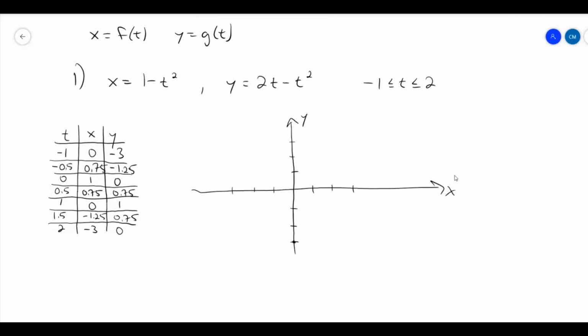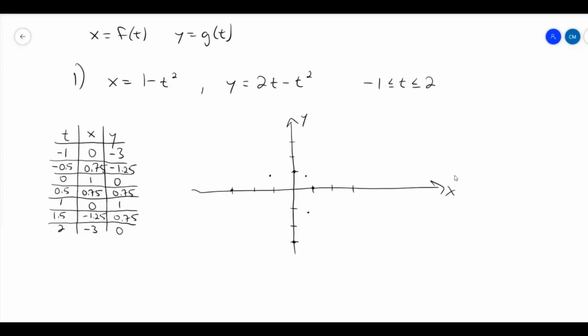And then we go from there to 0.75, negative 1.25. So maybe about right there. Don't have to be too accurate here. We're just kind of getting a picture of what the graph's going to look like. Then 1, 0, then 0.75, 0.75, so about right there. Then 0, 1, so we're about right there. Then negative 1.25 and 0.75, so about right here. And then negative 3, 0, so about right there.